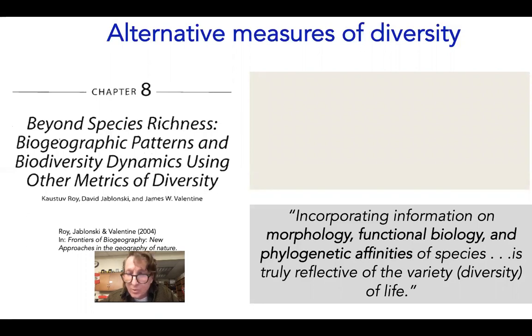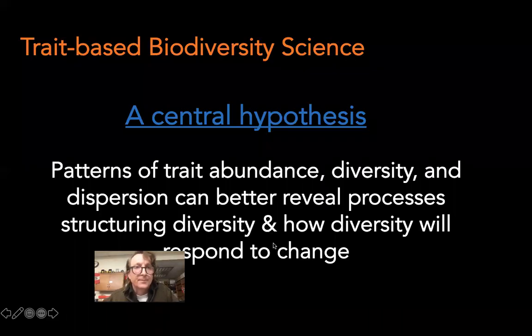For this course, we're going to be looking at one important aspect of these additional measures of richness, the diversity of traits, which is linked to the diversity of functions and the diversity of morphologies, but is also linked to phylogeny, a few steps removed. Okay, so what's our central hypothesis?